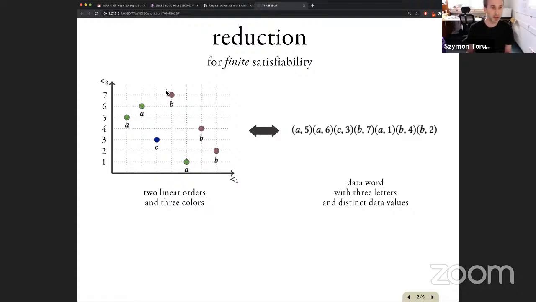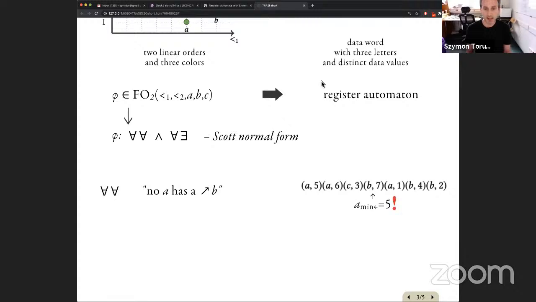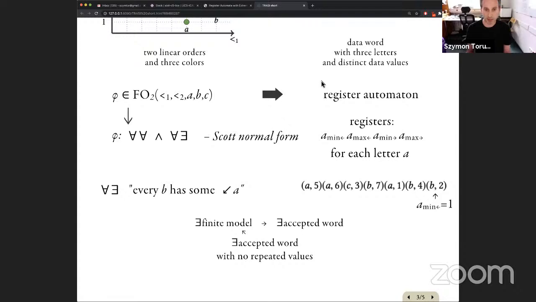This is how you encode a structure with two linear orders as a word, and using this encoding, it's not difficult to encode a first order formula with two variables, in Scott normal form. This is a certain normal form which you can achieve using register automata, which can access the minimum and the maximum of certain values seen to the left and to the right. And this is how you can solve the decidability for the finite case.